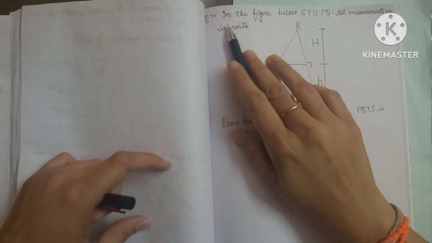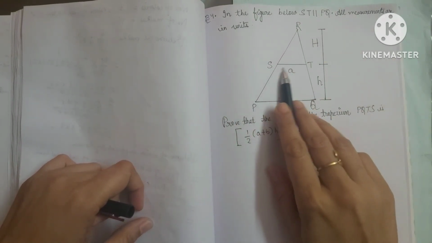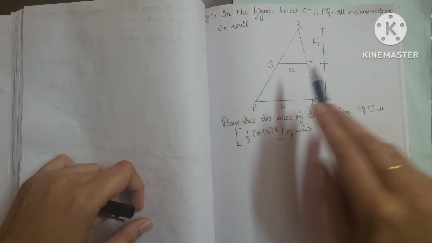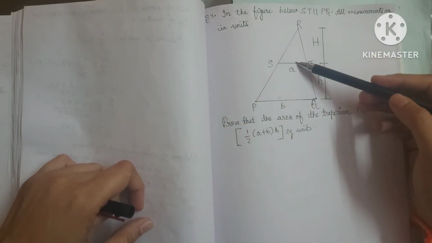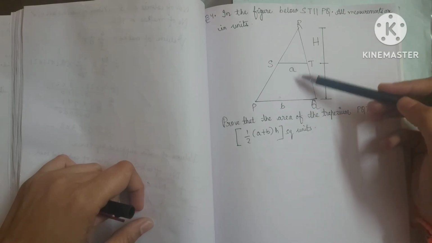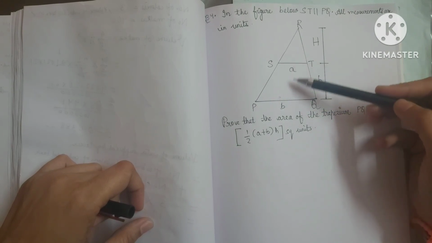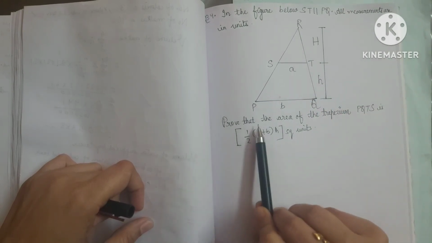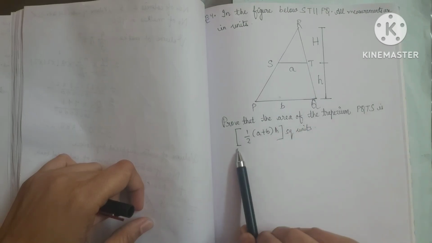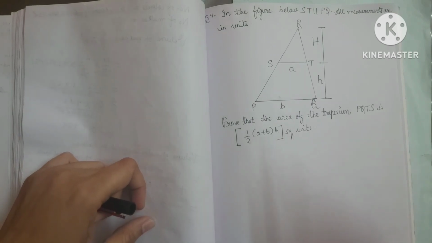Now let's start with question number 34. It says in the figure below, ST is parallel to PQ. All measurements are in units. So the height of this smaller triangle, the height of this trapezium, everything has been given, and A and B, these two side lengths also have been given. Prove that the area of the trapezium PQTS is half A plus B into height square units.